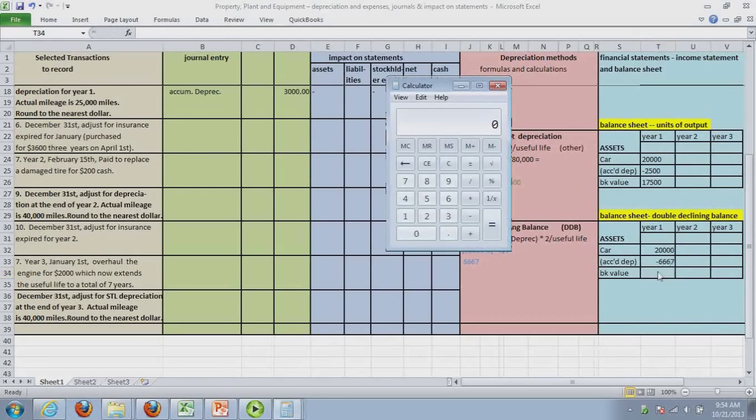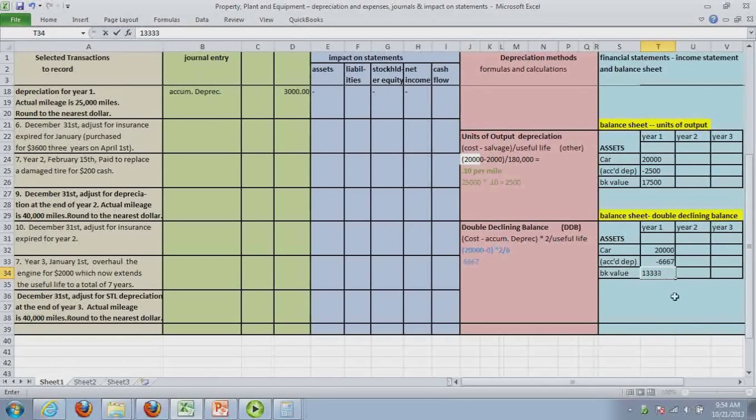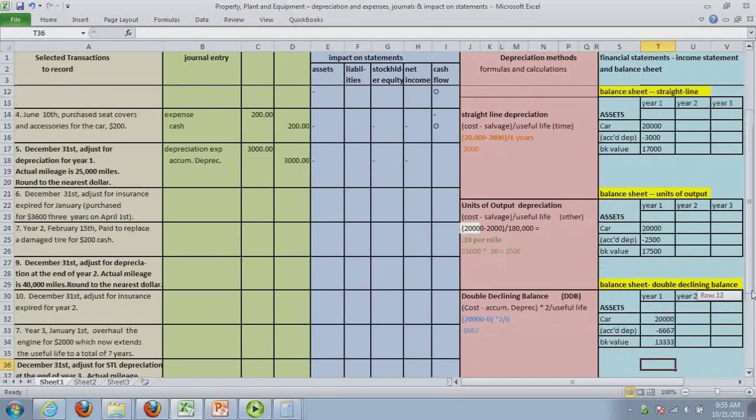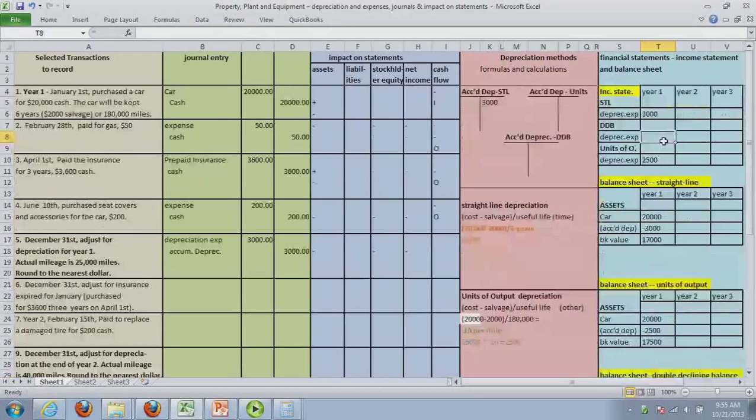So if we calculate this, cost minus depreciation, 13,333. I love all the threes. So unless we have a lot of usage here, this double declining balance probably will take the most depreciation, definitely more than straight line, and it will have the lowest book value. So again, if you have a lot of usage in the first years or it becomes obsolete quickly, that's a good method. Up here we can see that's a substantially larger number to have. 6667 is a lot more depreciation than straight line.